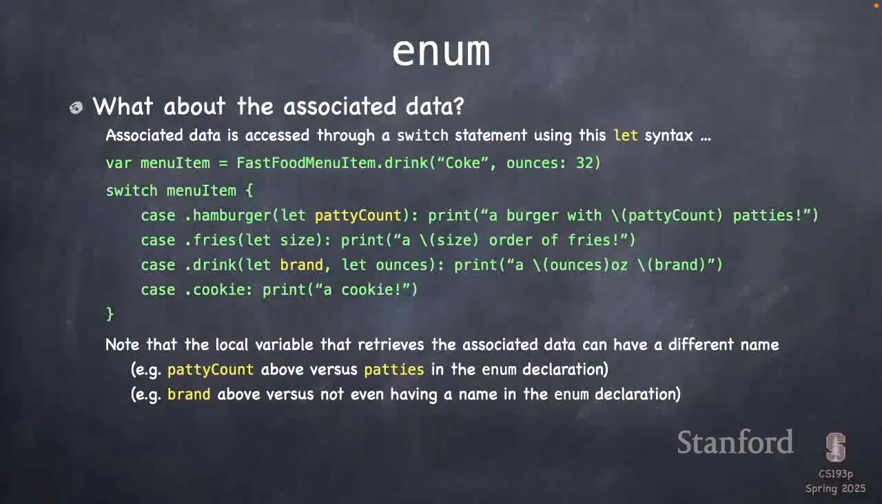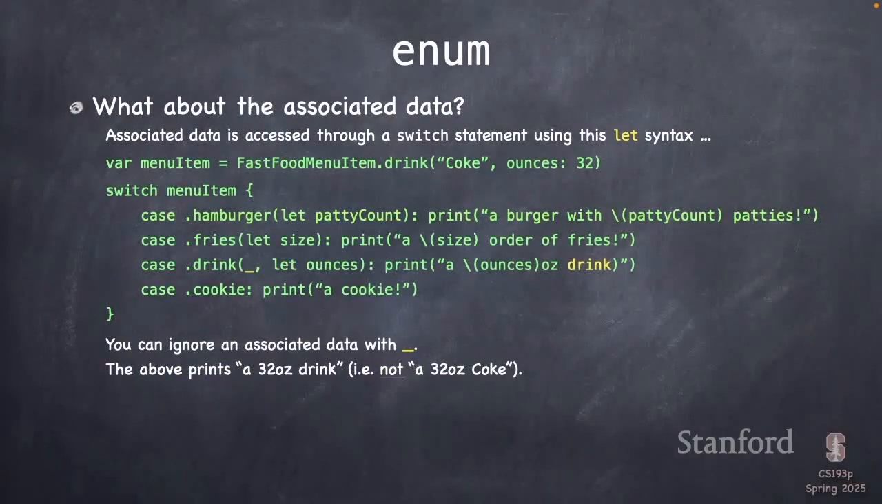Yeah? Yeah, great question. The question is, for drink right there, do I have to have let brand, let ounces for all of the associated data? What if it has five associated pieces of data and I'm really only looking for the third one? Well, the next slide says we can use underbar. Remember, underbar means ignore this, just like it does in a func. Same thing here. Underbar there means I don't care what the brand is. And that's why I'm printing whatever ounces drink. I'm just printing the word drink. So yeah, the answer is yes. You can put underbar for all the ones you don't want. And these associated data can be any types that we want in here.